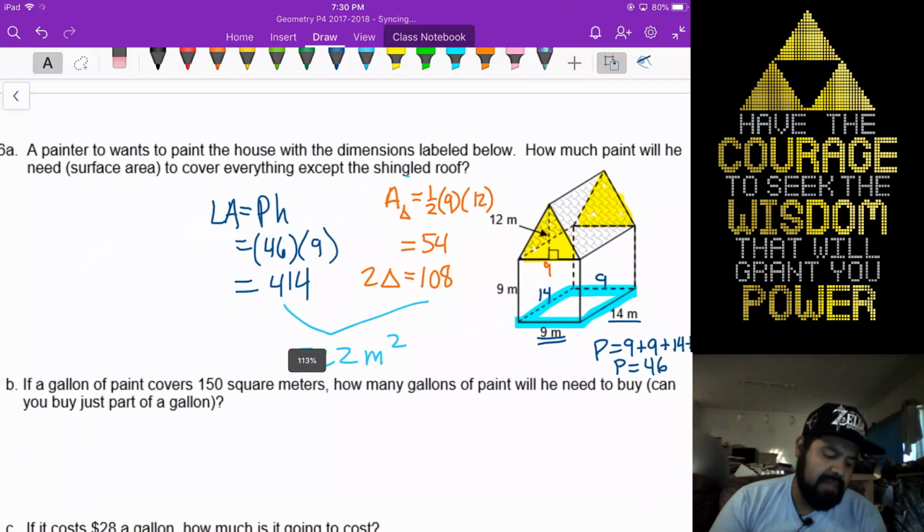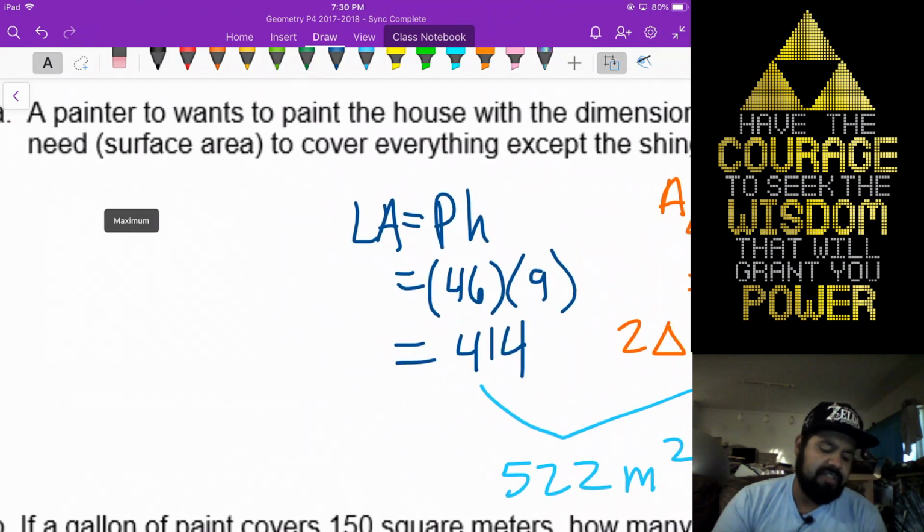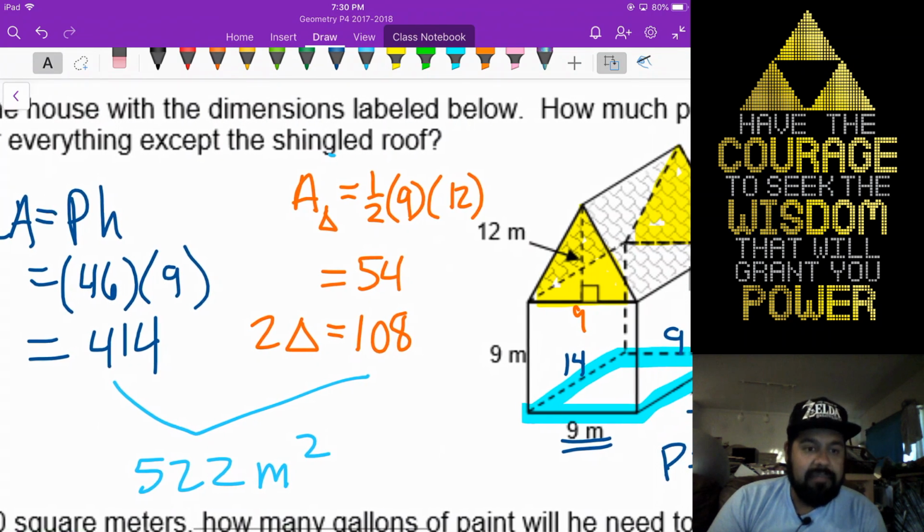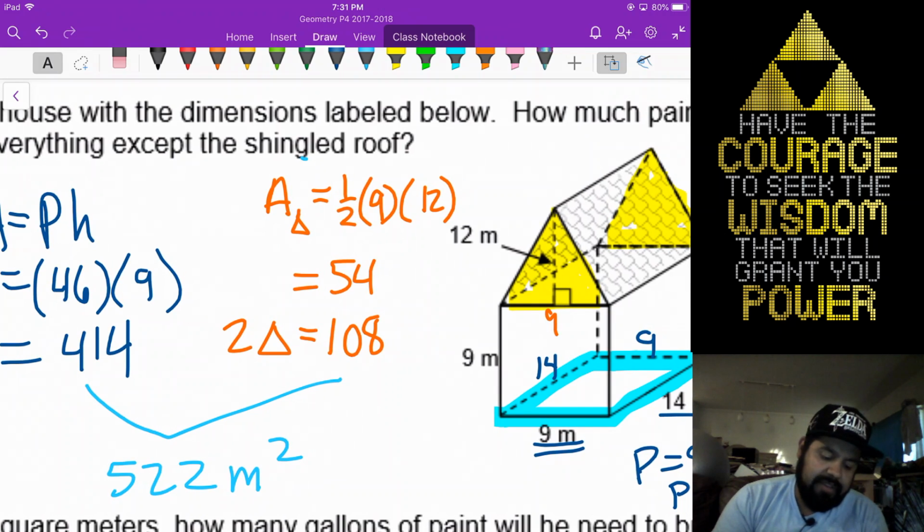Now, even though I say how much paint will he need, we're talking surface area. We're talking how much of the surface of this house do we need to paint. Next to the A is a little triangle, so it's like a subscript, area of a triangle. I'll clean that up. Great. Area of a triangle.